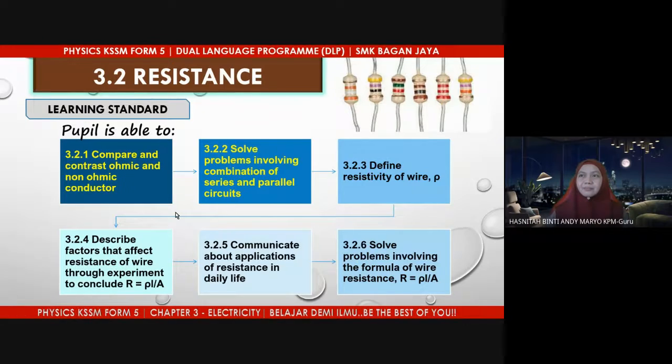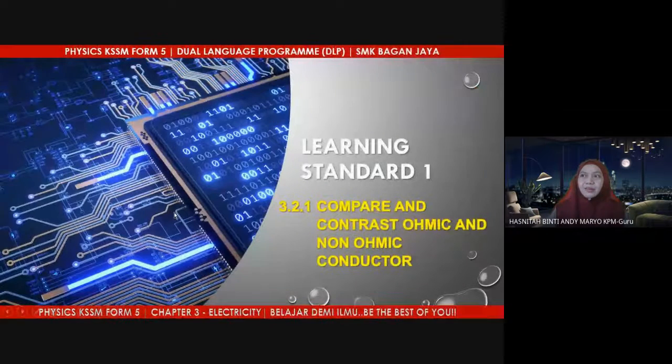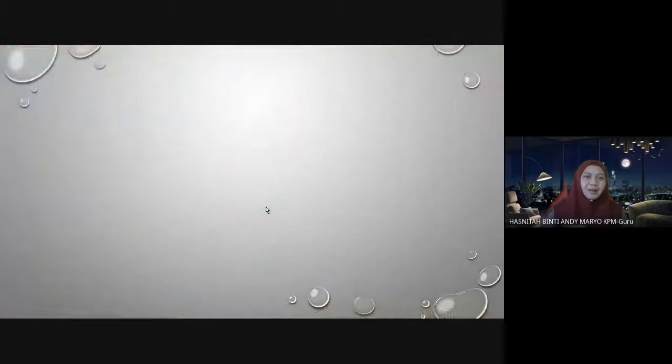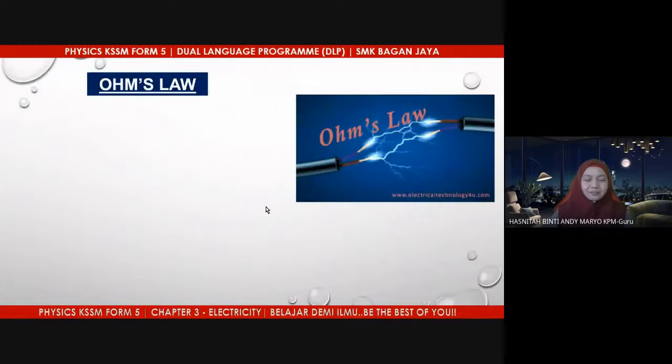All right. The first part in this chapter, the first learning standard, is to compare and contrast ohmic and non-ohmic conductors. Okay, students, have you ever heard of Ohm's law? When you learned series and parallel circuits in Form 2, I believe you also learned about Ohm's law. Anybody remember what Ohm's law is? What does Ohm's law state?